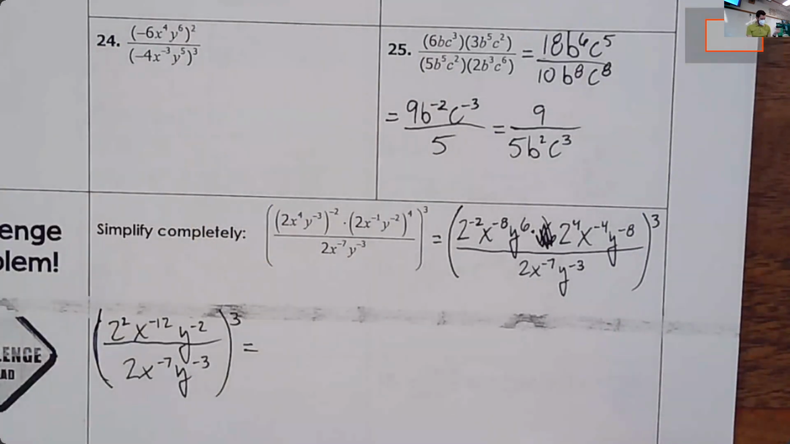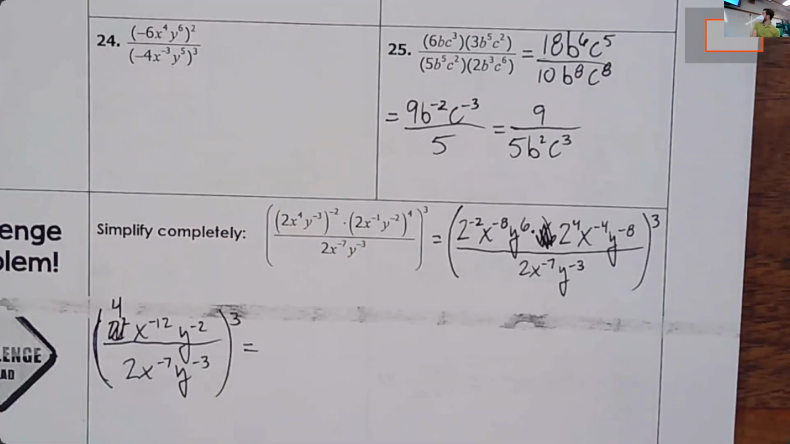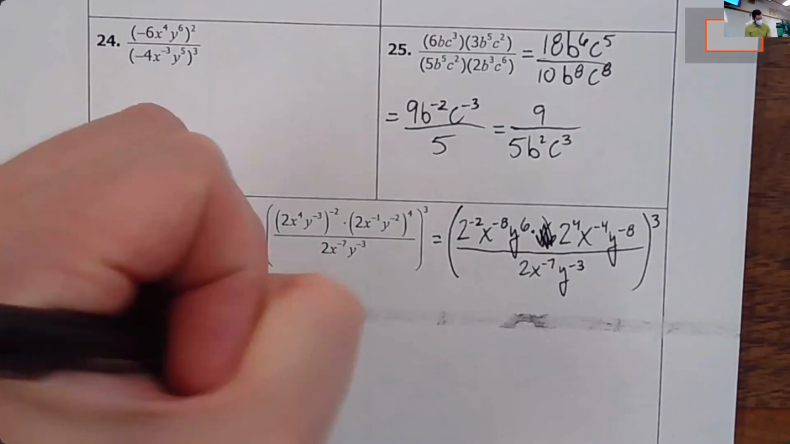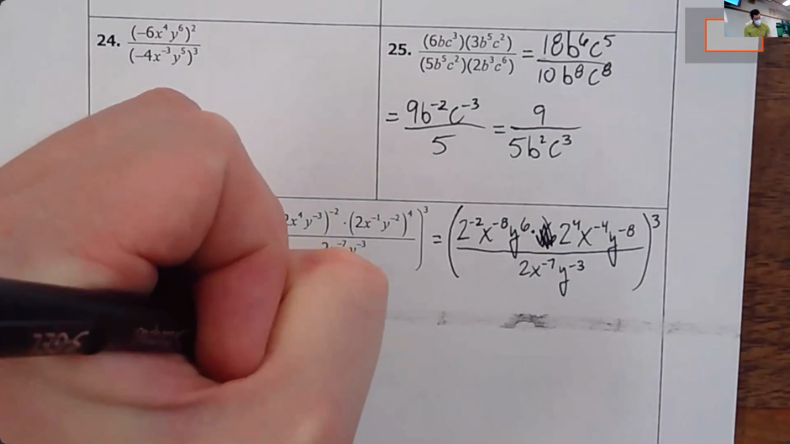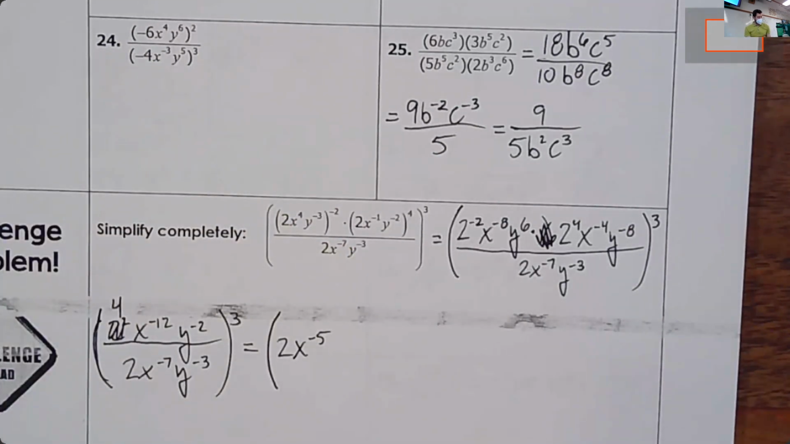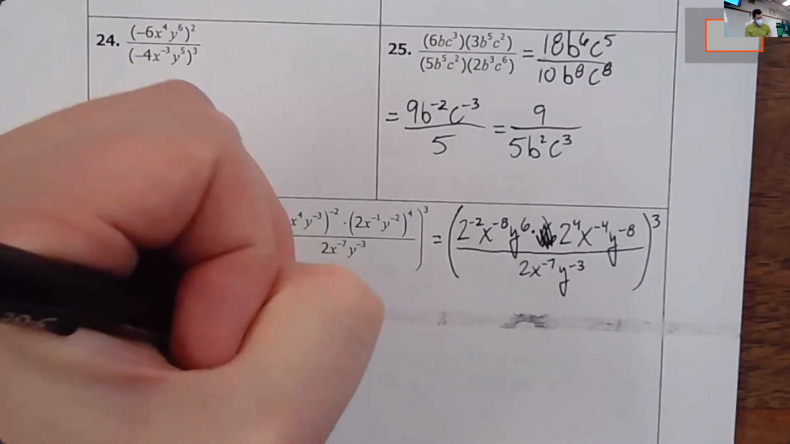And on the next step, 2 times 2 is 4, right? We all know that. So I'm just going to say, all right, that's 4. That way we don't have to worry too much about writing out too many steps. And so now we can just use the quotient rule. So the quotient rule says 4 divided by 2, that's 2. Negative 12 minus negative 7 is the same as negative 12 plus 7, which is negative 5. So that would be x to the negative 5th power. And then negative 2 minus negative 3 would be negative 2 plus 3, which is just 1. So that would be y. And then that's all to the 3rd power.